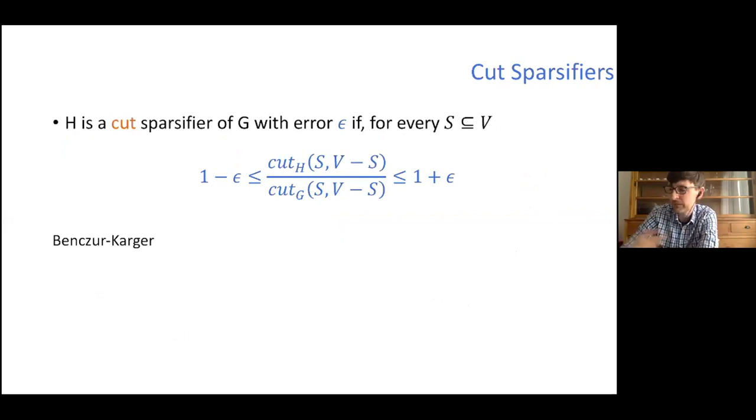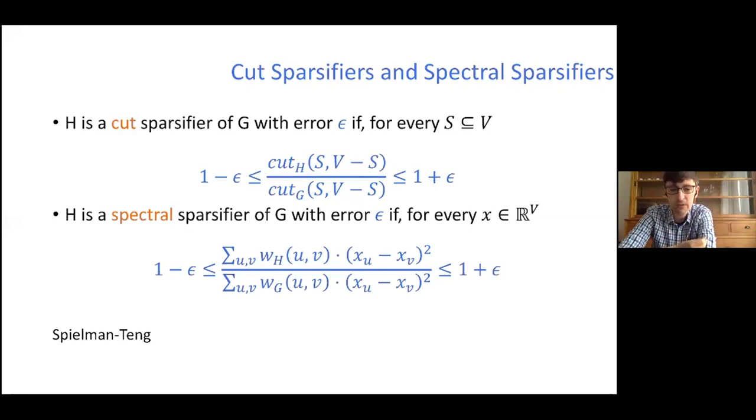And then later, Spielman and Teng proposed a stronger definition, one where instead of just all the cuts being preserved, it's also the Laplacian quadratic form that is preserved. So what does it mean? In the definition of Spielman and Teng, you're allowed to pick an arbitrary assignment of real numbers to vertices, and then you compute the sum over the edges, possibly weighted, of the difference of the labels of the endpoints, all squared.